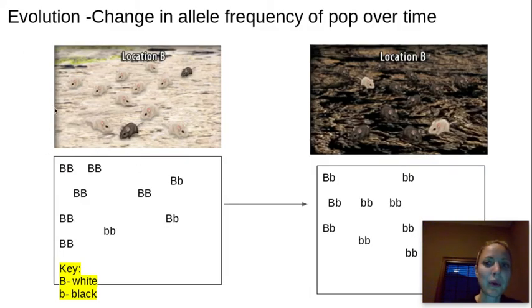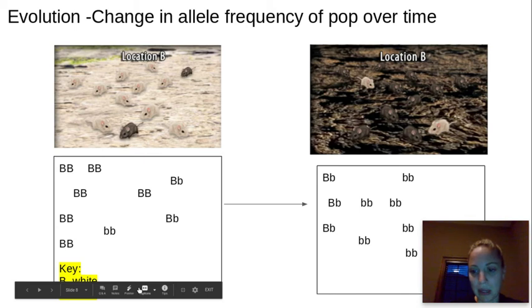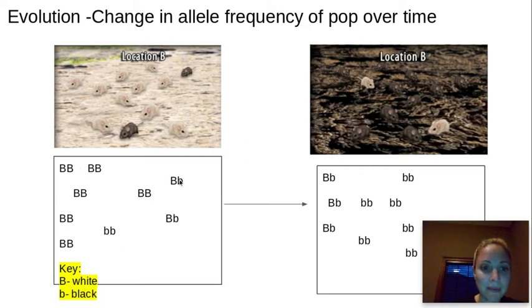If we were looking at location B, let me just pick a key for us. Let's say that big B is equal to white and little b is equal to black. If I were to look at any one of the mice, they could be big B big B, or big B little b. And then I would have very few little b's. Okay? And then over time, the allele frequency has changed. Each one of these letters is an allele, or a different form of a gene. And over time, we would see that there are fewer big B's and more little b's. So that's the genetics behind change in a population over time.